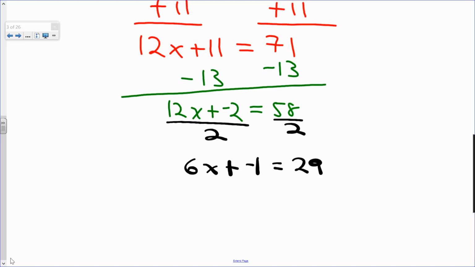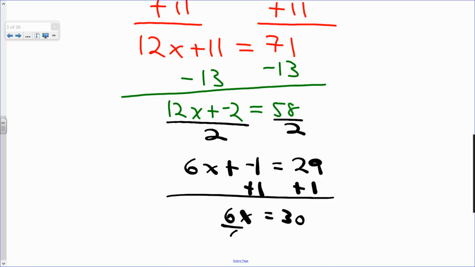Exactly, so let's get x by itself. I'll add 1 to both sides. So I have 6x equals 30. Divide both sides by 6. x is 5. Because I did every single step, I did something to both sides. Okay?